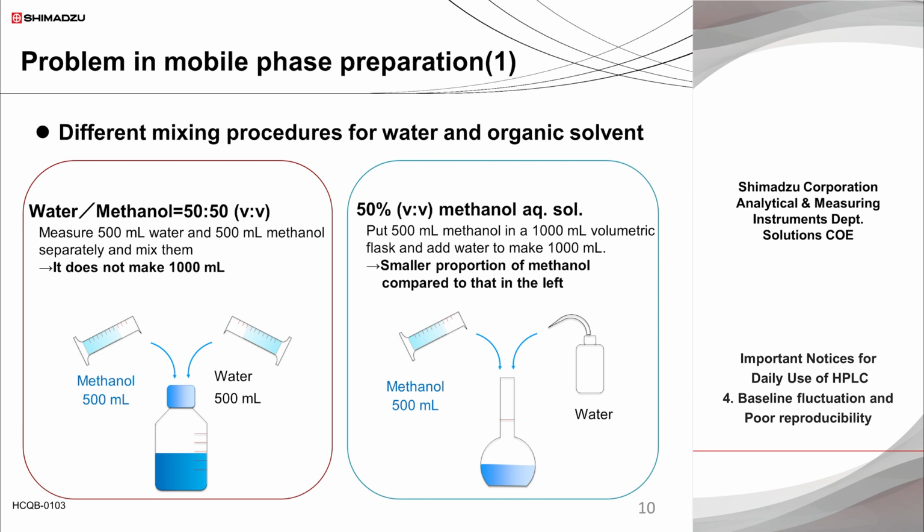On the other hand, in the case on the right, the methanol concentration is specified as a percentage by volume, which means that exactly 500 milliliters of methanol is contained in 1 liter of mobile phase. Although the mobile phase compositions are similar, if you do not prepare the mobile phase with an accurate understanding of what is intended, you may encounter discordances in peak retention times, as shown in the next slide.